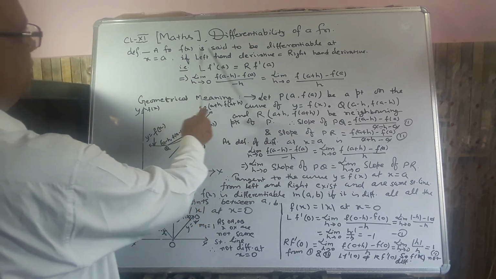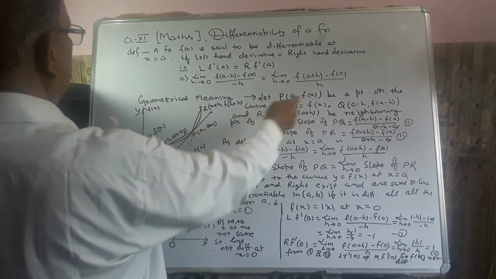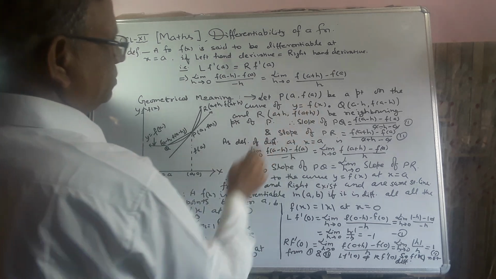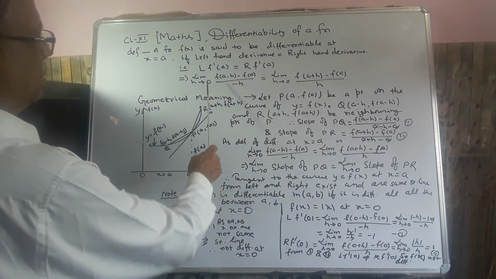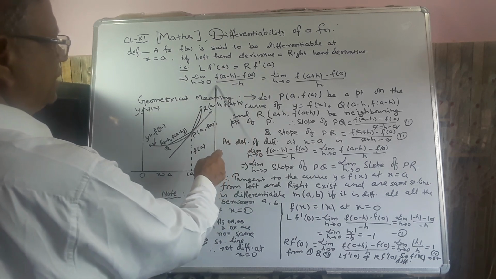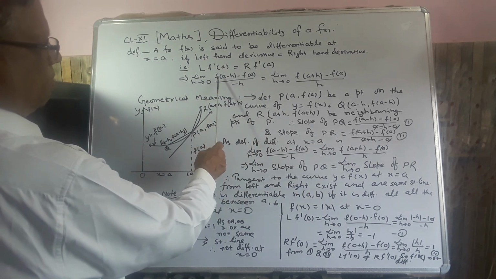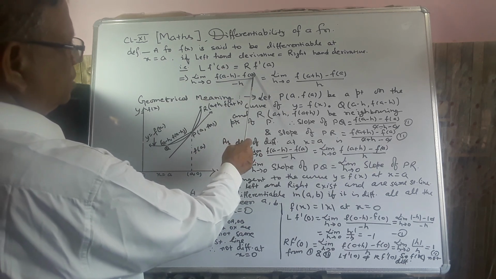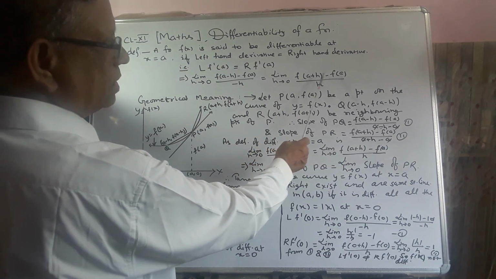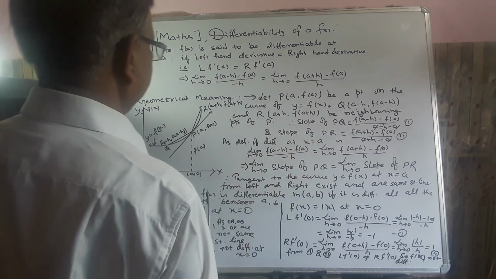A function is said to be differentiable at x equal to a if the left hand derivative is equal to the right hand derivative. This is the main thing, denoted by LF dash a equal to RF dash a, written as limit h tends to 0 of function of a minus h minus function of a by minus h is equal to limit h tends to 0 of function of a plus h minus function of a by h.